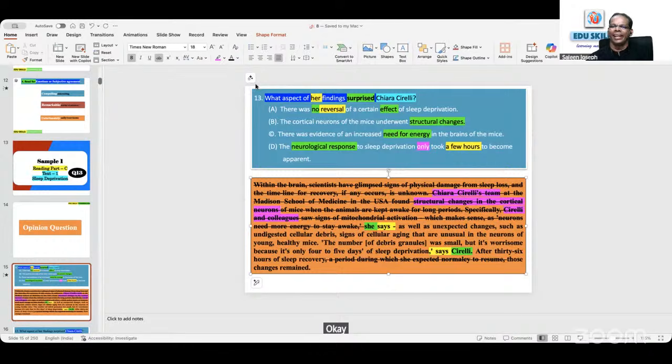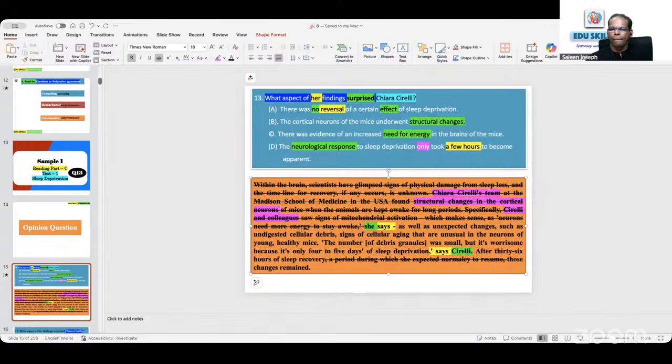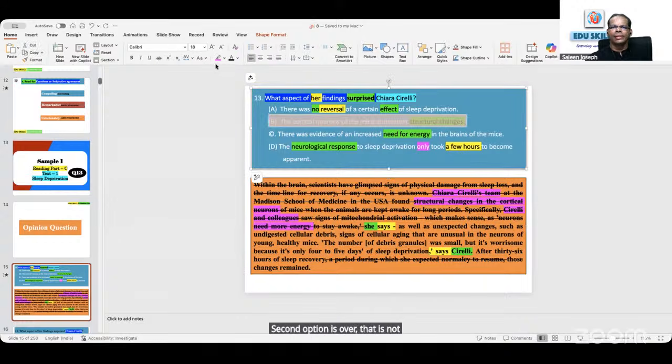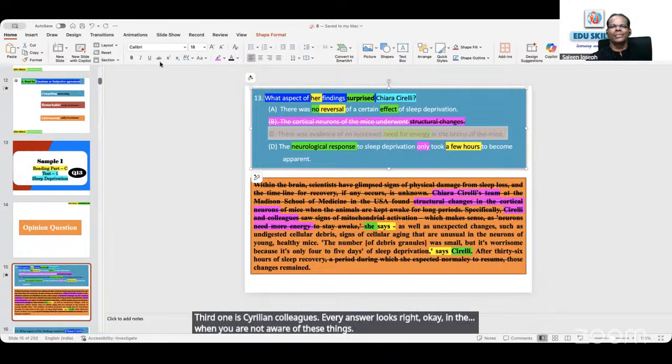There was evidence of an increased need for energy in the brains of the mice. This is option C, which makes it need more energy. That is Cheryli and colleagues, not Cheryli's. So the second and third options are over. Every answer looks right. When you are not aware of these things, every answer looks right.